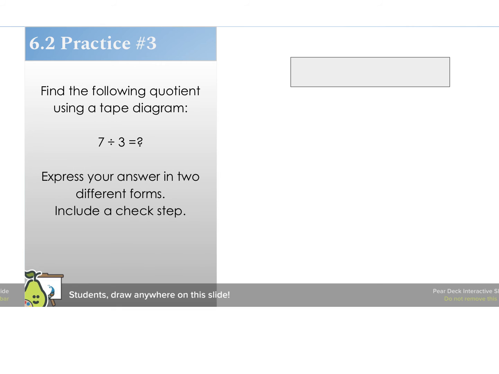Find the following quotient. 7 divided by 3 is going to be 7 over 3, 7/3. Now, using a tape diagram, what does that look like? You have 7 wholes, 7 whole pizzas, 7 whole cakes, and you're dividing it by 3, equally. So you're going to split the tape diagram into 3 equal parts, and each part is 7/3.